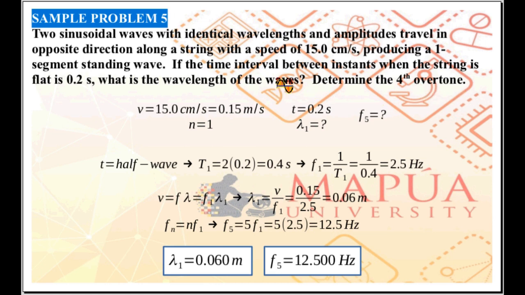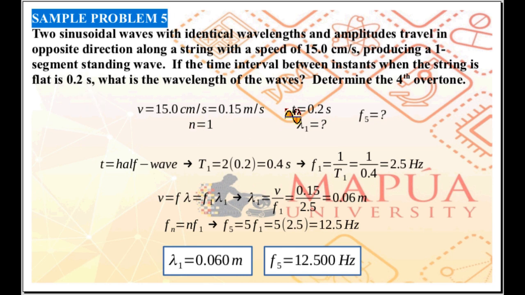So the wave speed is given, 15 centimeters per second. Let that be speed v. Convert to meters per second. A one-segment standing wave is produced. One segment, n is equal to 1. Time is given, 0.2 seconds, the time interval between instants when the string is flat.